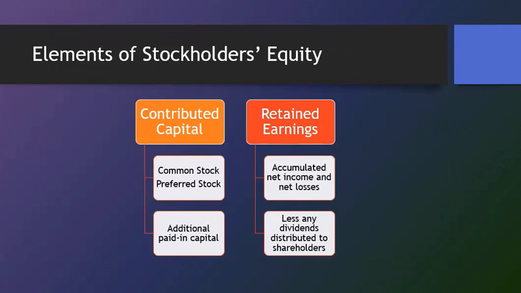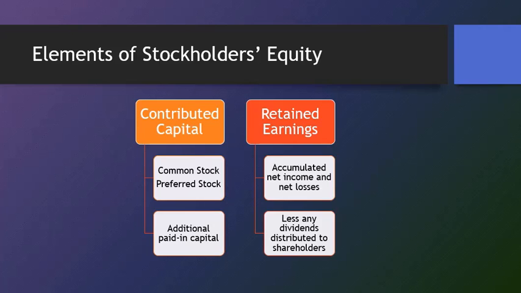Okay, so let's talk about some basic elements of stockholders' equity. When we look at the stockholders' equity section of a balance sheet, we can break it into two primary pieces. We have contributed capital. Okay, contributed capital is essentially what the investors have contributed to the business. So when we're looking at a balance sheet, some accounts that will normally fall under the category of contributed capital are going to be common stock, preferred stock, and any additional paid-in capital accounts.